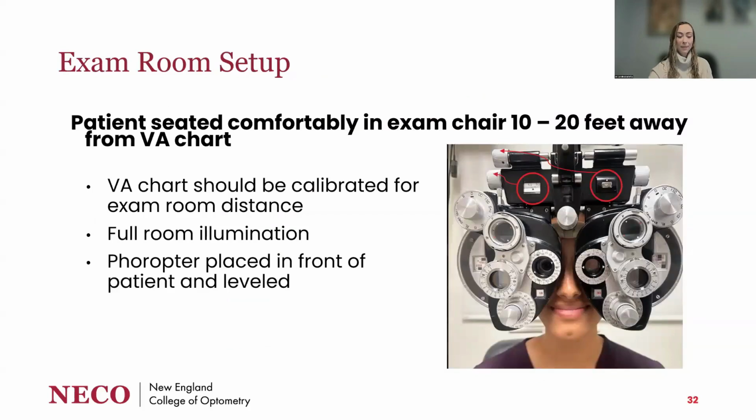Your exam room setup should include the patient seated comfortably in an exam chair about 10 to 20 feet away from the VA chart. Make sure that that visual acuity chart is calibrated for your exam room distance. You should also project full room illumination, and the phoropter should be placed in front of the patient and leveled.